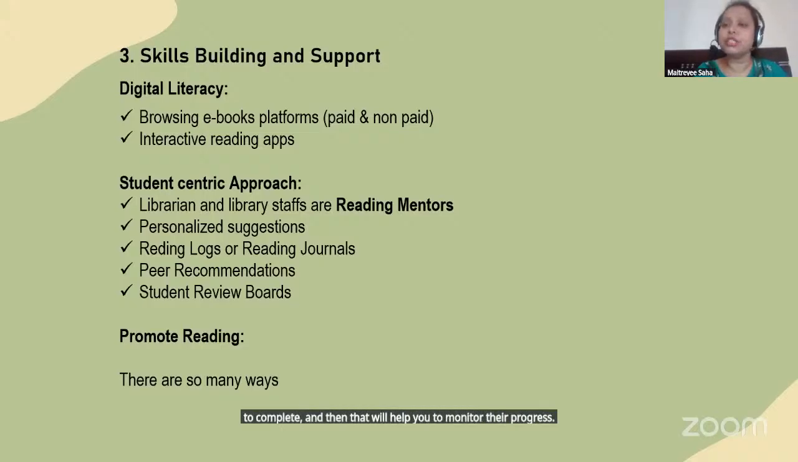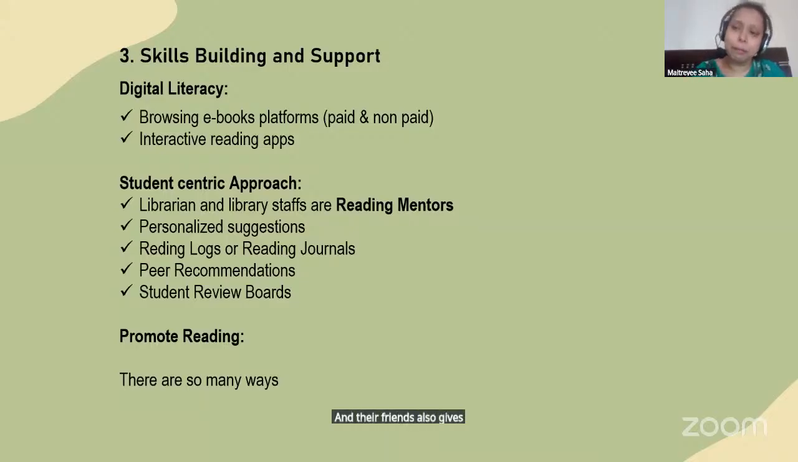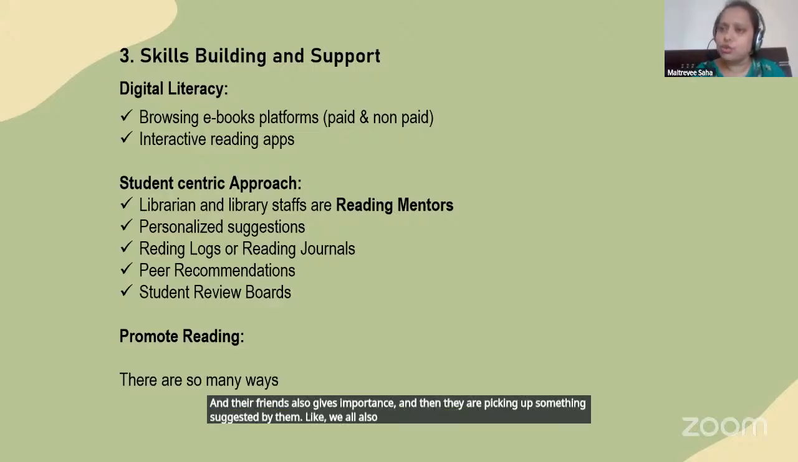Peer recommendation is another strategy which actually helps a lot, and kids do like it because they feel very good when they get the chance to suggest something to their friends, and their friends give importance and pick up something suggested by them. Like, we all also suggest to each other Netflix shows and all. It's a similar kind of strategy, but with books, so that we can bring our students into the reading habit.